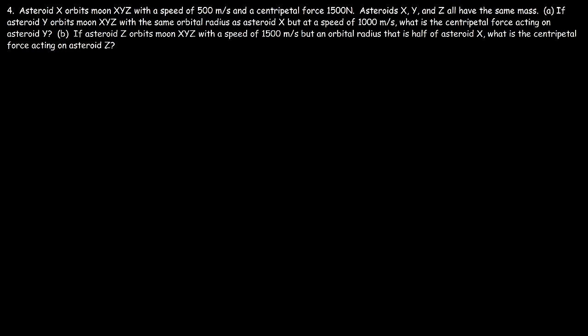Here's the last problem. Asteroid X orbits moon XYZ with a speed of 500 meters per second and a centripetal force of 1500 newtons. And asteroids X, Y, and Z all have the same mass. Now, if asteroid Y orbits the same moon with the same orbital radius as asteroid X, but at a speed of 1000 meters per second, what is the centripetal force acting on asteroid Y?